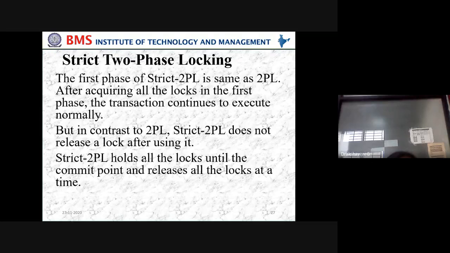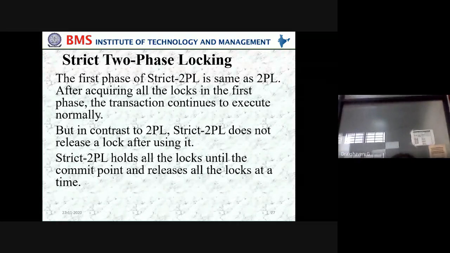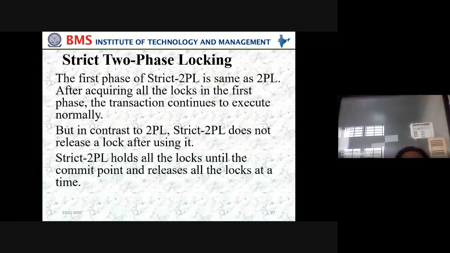Then we have something called strict two-phase locking. What is strict two-phase locking? The first phase of strict 2PL is the same as 2PL. After acquiring all the locks in the first phase, the transaction continues to execute normally. But in contrast to 2PL, strict 2PL does not release a lock after using it. Strict 2PL holds all the locks until the commit point and releases all the locks at that time.